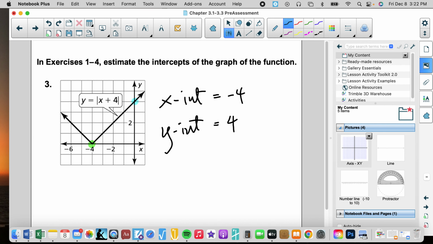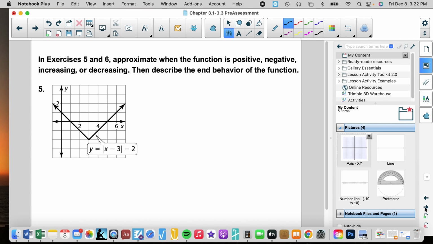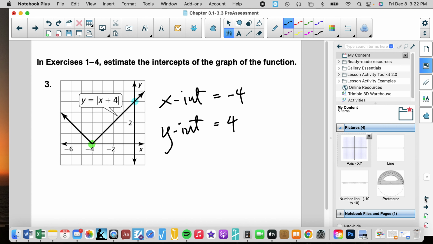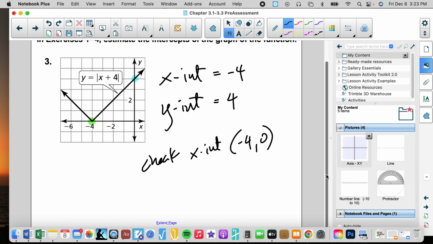So those are the x and y intercepts. Well, let's go back to this. Let's test it. Let's make sure, because my x-intercept, let's check. So here's one other way that we can check. When we talk about the x-intercept, that coordinate is negative 4. That point, that solution, is (-4, 0). Remember, y is always going to be 0 for an x-intercept.